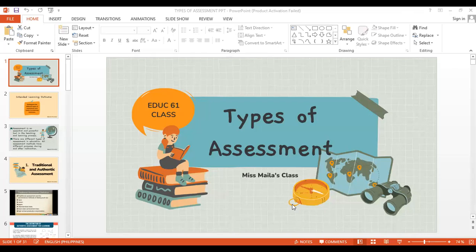We have discussed last time about the 21st century assessment, and I almost forgot that the types of assessment are included within this week. So that's why I have this short presentation for you. I hope that this would be shorter than I thought. This is a continuation of what we have discussed last time.